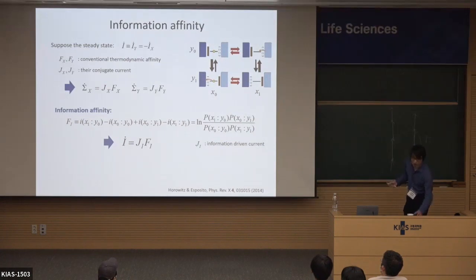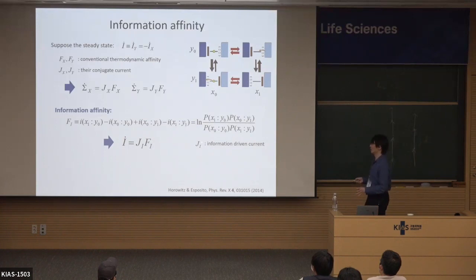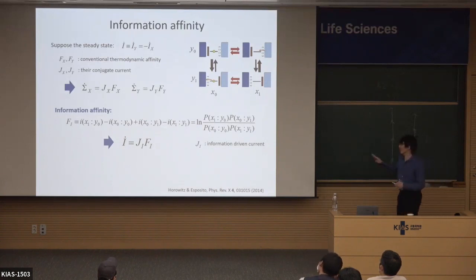In general, we have some graph and some probability currents in the graph, and we can make some cycle decompositions of the entire graph in terms of some graph theory. And for each cycle, we can define the information affinity and the information-driven current. It's a quantity associated with a cycle. I forgot to write down the explicit formula, but yeah.